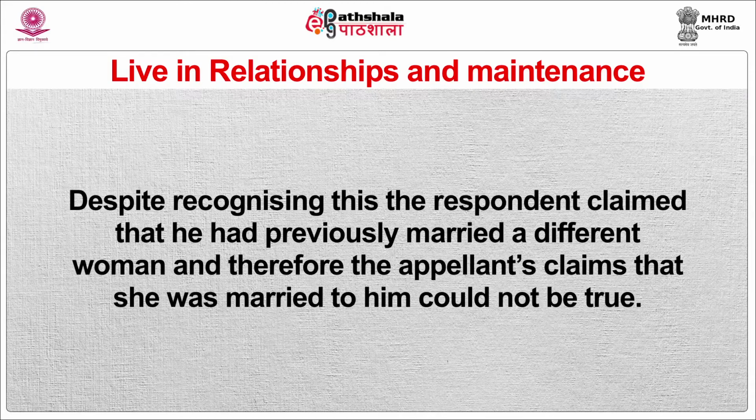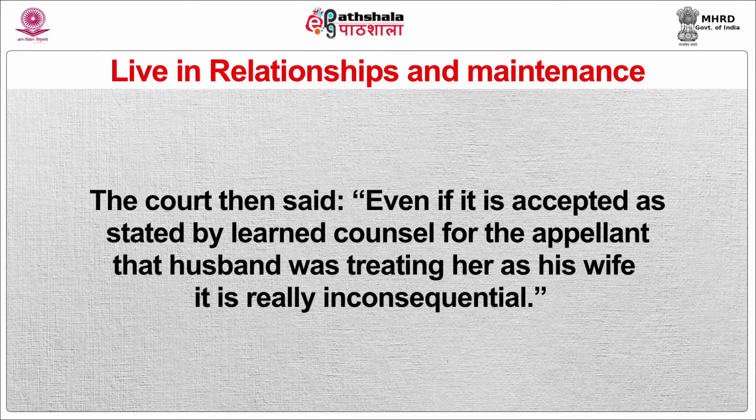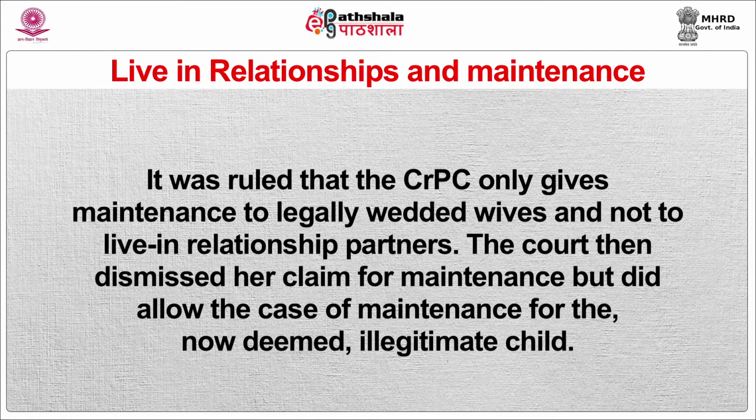Despite recognizing this, the respondent claimed that he had previously married a different woman, and therefore the appellant's claims that she was married to him could not be true. The court then said, "Even if it is accepted, as stated by learned counsel for the appellant, that the husband was treating her as his wife, it is really inconsequential." It was ruled that the CRPC only gives maintenance to legally wedded wives and not to live-in relationship partners. The court then dismissed her claim for maintenance, but did allow the case of maintenance for the now deemed illegitimate child.